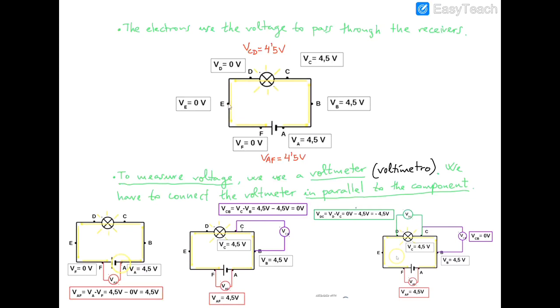So the electrons use the voltage to pass through the receivers. I mean, this battery offers a voltage of 4.5 volts, and this voltage is used by the electrons to pass through the receivers. In this example, the light bulb, right? So, as there is only one receiver, all the energy of the battery is used to pass this light bulb.